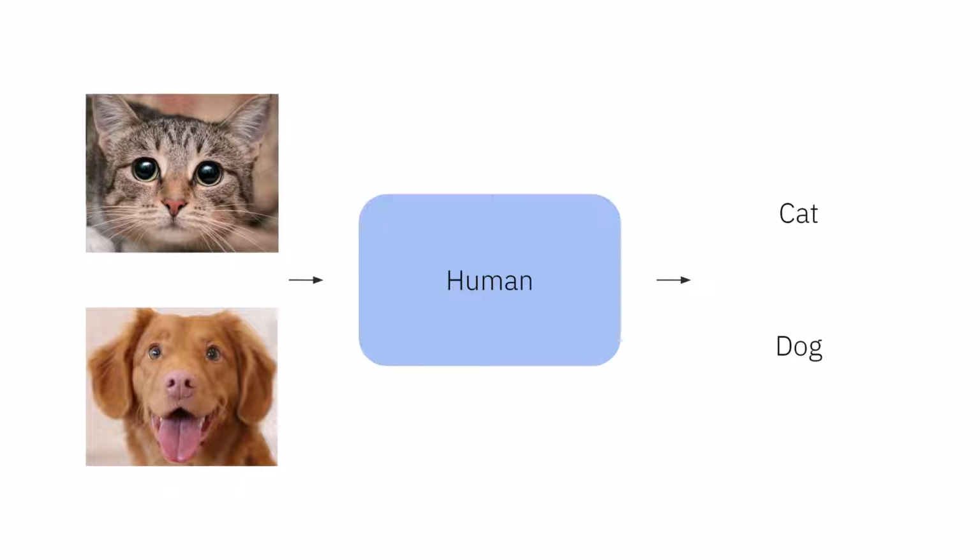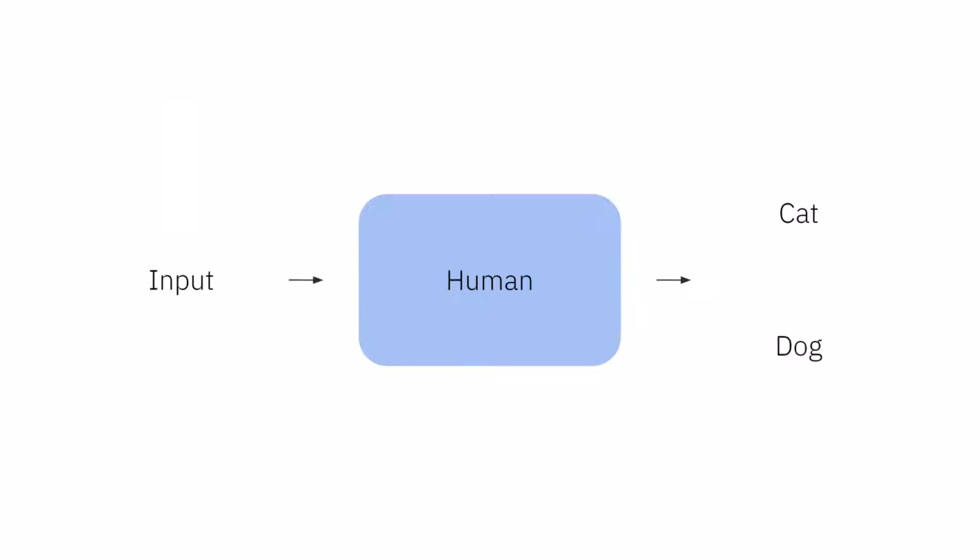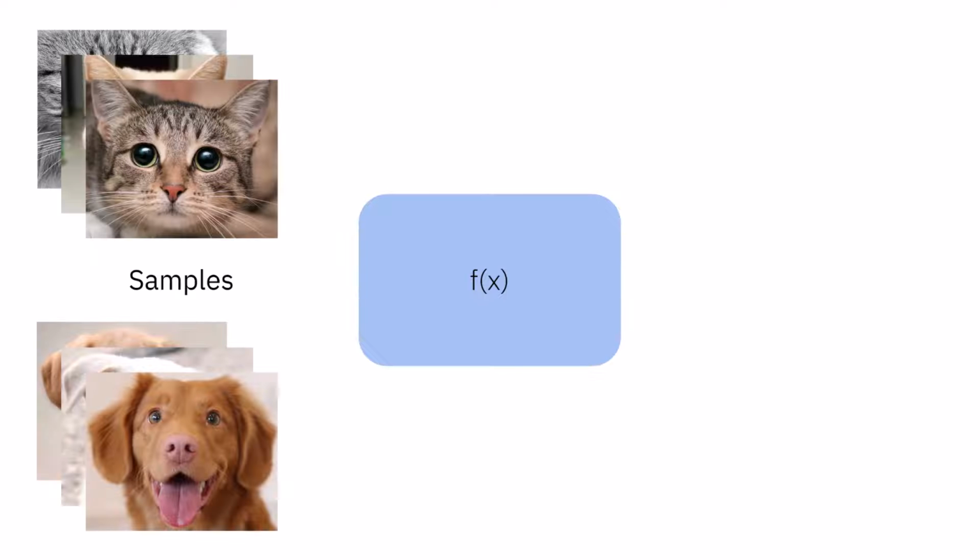At a high level, we want our software to take in an input image and give an output, a prediction. We can think of this software as f of x, a mathematical function that takes an image x and produces a prediction y. To train this mathematical function on how to correctly classify cats and dogs, we need to provide the function with samples of cat and dog images and their corresponding labels.